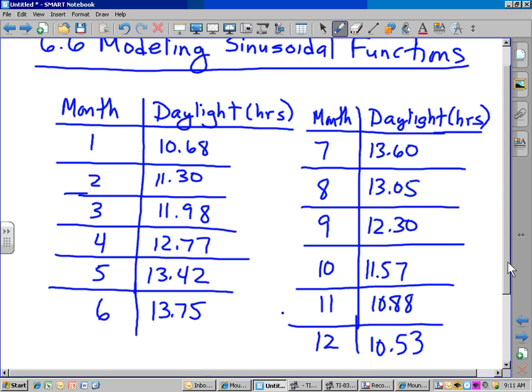Now, if we plotted these year after year after year, we're only doing 1 year here, you would see a pattern. And that pattern should be a wave, because you have your highest number of hours during a day and the lowest number of daylight hours. Looks like we're peaking somewhere around June, and our low, very close, December or January. In this case, December is a little bit less.